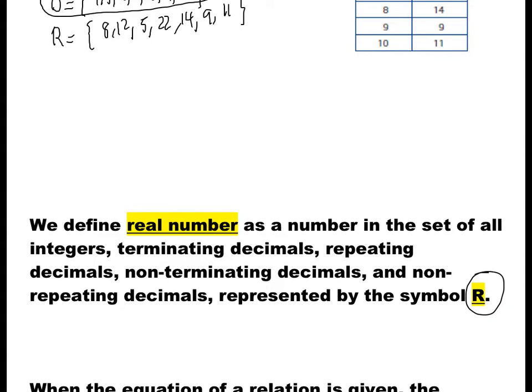Terminating decimals like 1.5. Repeating decimals, with the decimal digit repeating, for instance, 1.66666. Non-terminating decimals are numbers that are in decimal form, but the digits do not terminate. And non-repeating decimals, opposite to repeating decimals. All these numbers, put together, make up the real numbers. So real numbers include all the possible numbers, and we use R to denote them.